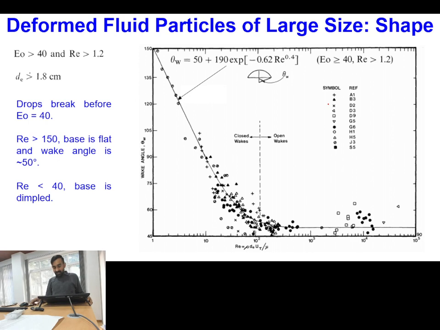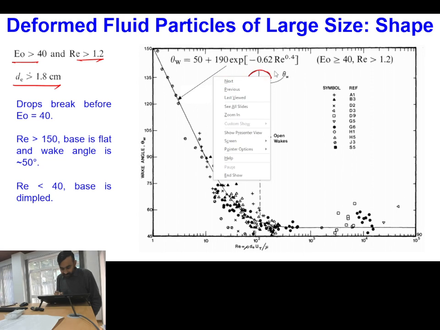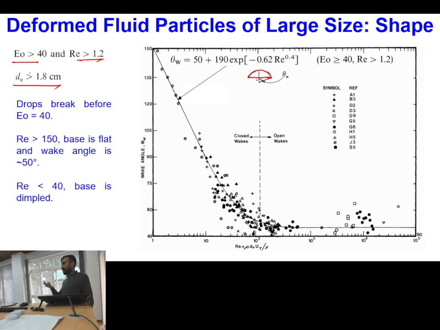Now let's talk about the next category, because we have seen that once we go to the value of Eötvös number greater than 40 and Reynolds number greater than 1.2, and typically the equivalent diameter of the fluid particle greater than 1.8 centimeter, then we have a larger shape fluid particle, and this is the shape, and this particular shape is actually called spherical cap shape. So why spherical cap shape?